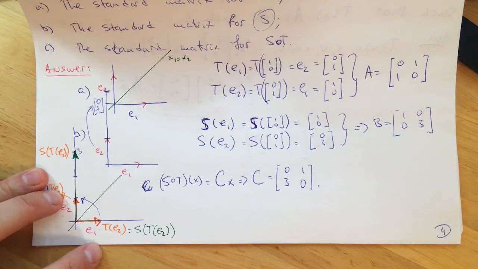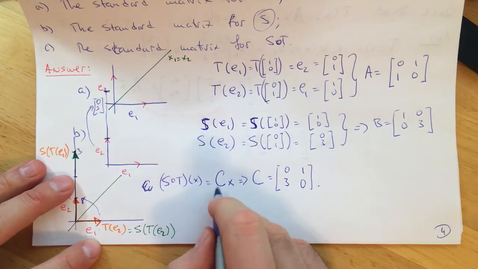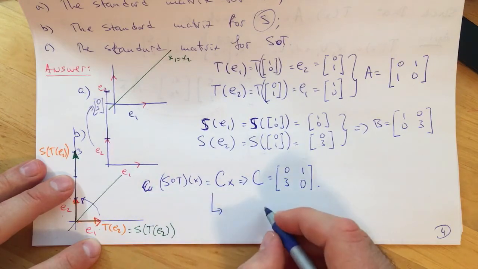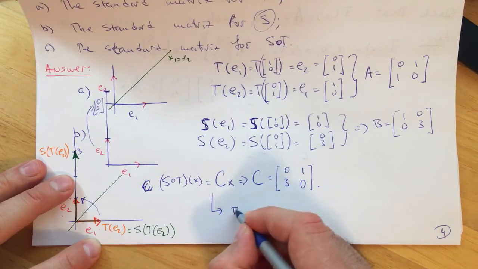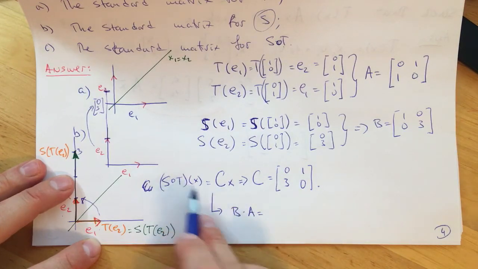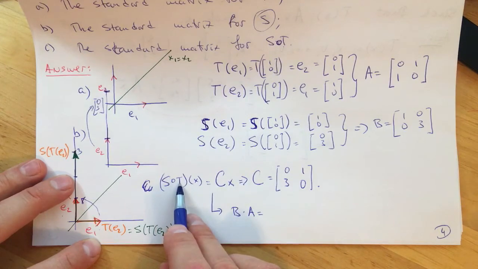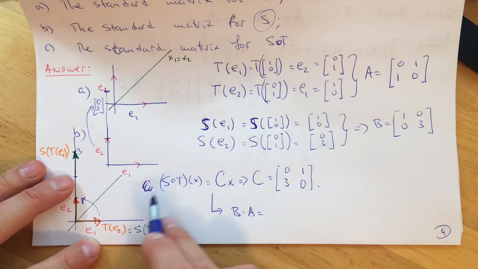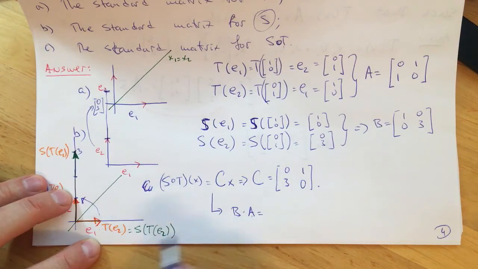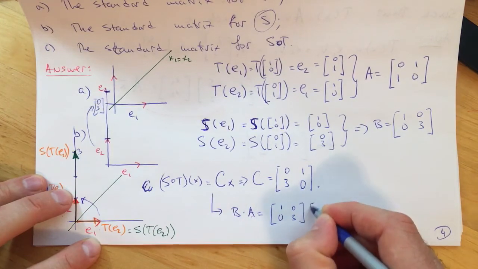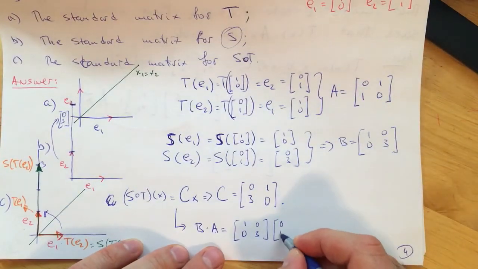Another way, now that we know how to multiply matrices, this matrix here is going to be defined as the product of the matrix B times the matrix A. So be careful that we are keeping the order, okay? So first we applied the transformation T, that means its standard matrix is going to be to the right, and then we multiply on the left by every consecutive transformation. So B times A, the matrix B is 1, 0, 0, 3 times matrix A 0, 1, 1, 0.